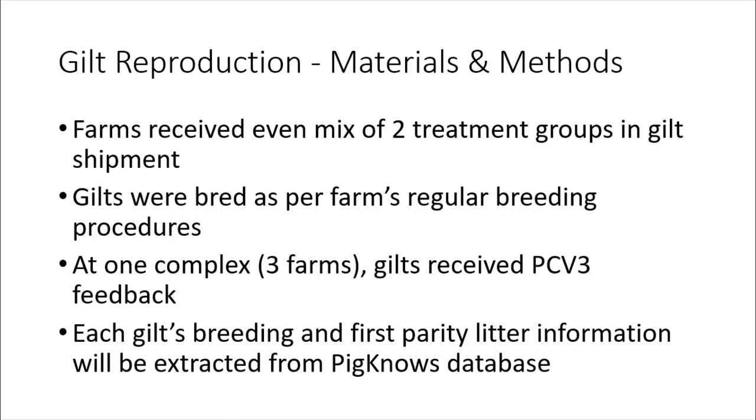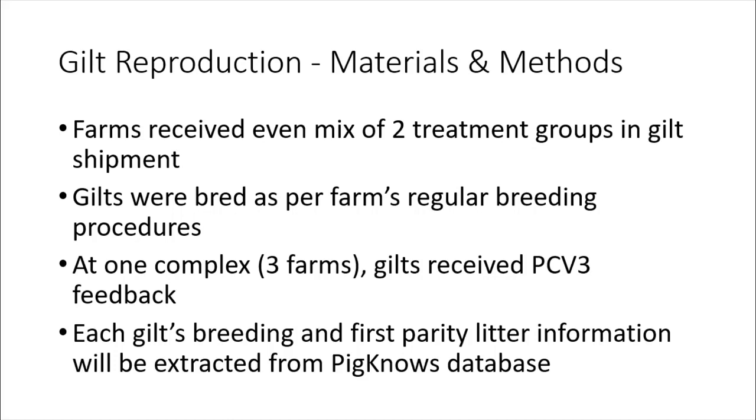At one of the complexes, the 3-farm complex, the gilts did receive PCV3 feedback. So the reason for that is those herds had become extremely unstable downstream in piglet performance. And production was such that we felt like we needed to go ahead and mass vaccinate those herds. So Jordan wanted to make sure that we ensured exposure to the virus, because she was afraid that, hey, if we mass vaccinate the herd, we'll decrease the level of virus in the herd and the gilts may not be exposed as they would on other farms.